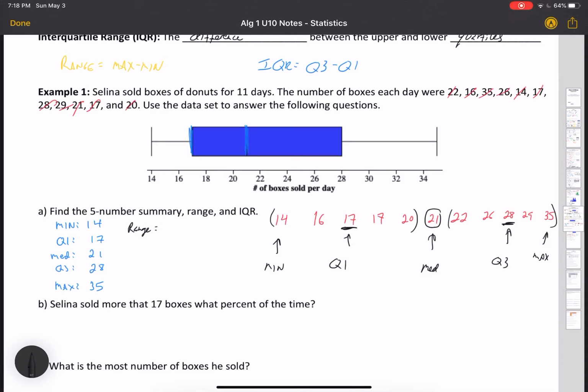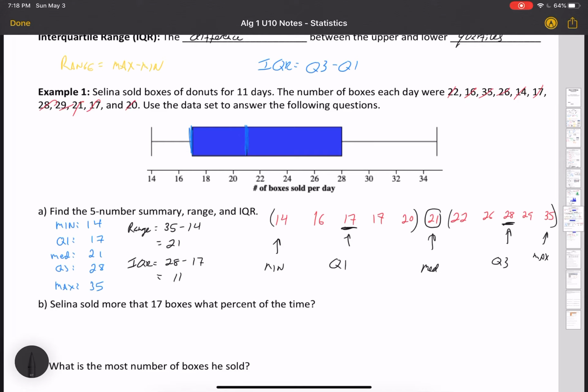For the range, we're going to do max minus min. So our range is 21. Our IQR is Q3 minus Q1, or 11. Okay, so that's 5-number summary, range, and IQR.